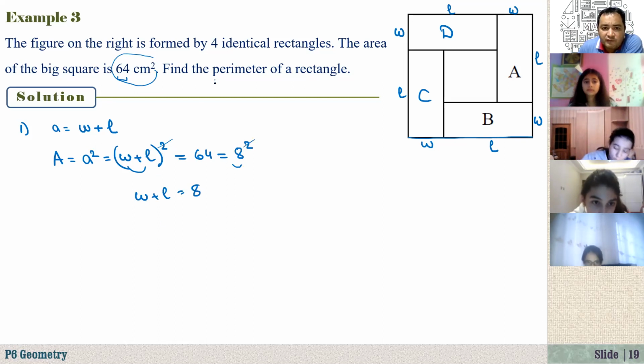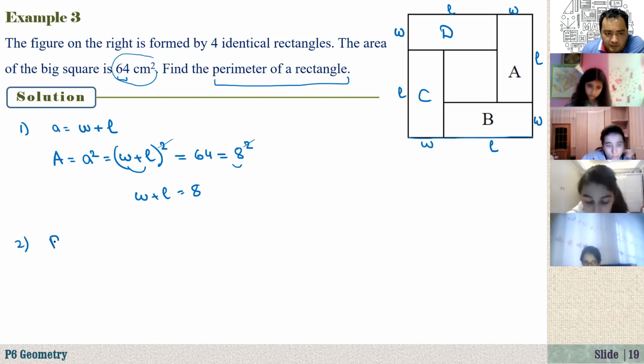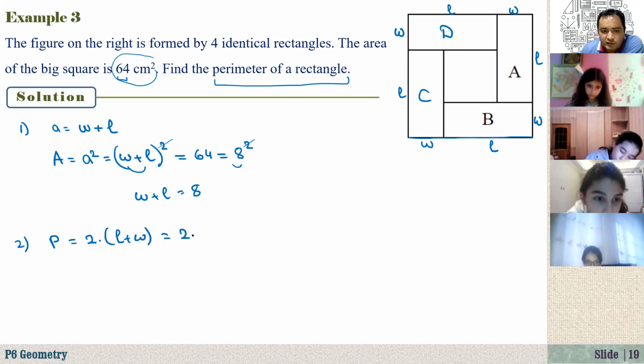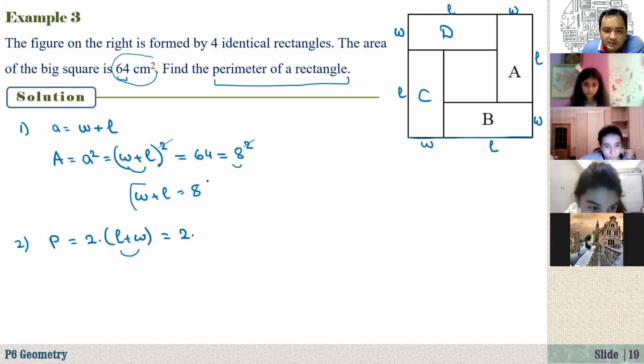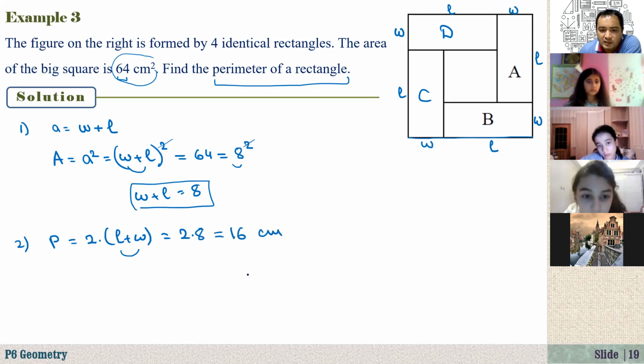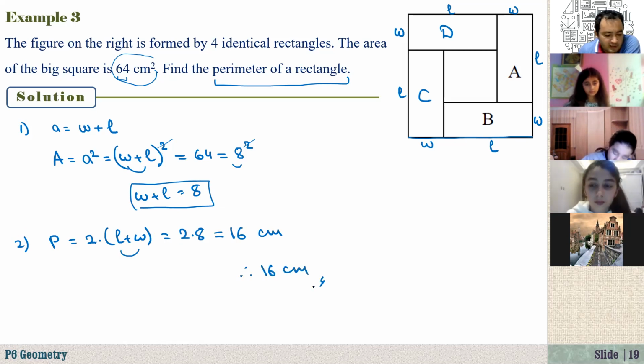Now, what is the question? Find the perimeter of the rectangle. Number 2. How do you find the perimeter of the rectangle? It is 2 times length plus width equals 2 times, do we know what is L plus W? We have just found here, right? Yes, it is equal to 8. So that's 2 times 8. So the answer is 16 centimeters. Dot, dot, dot. The perimeter of the rectangle is 16 centimeters.